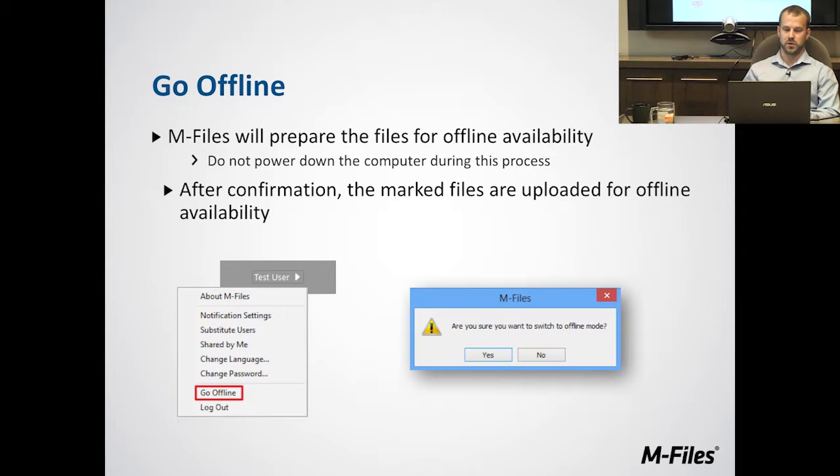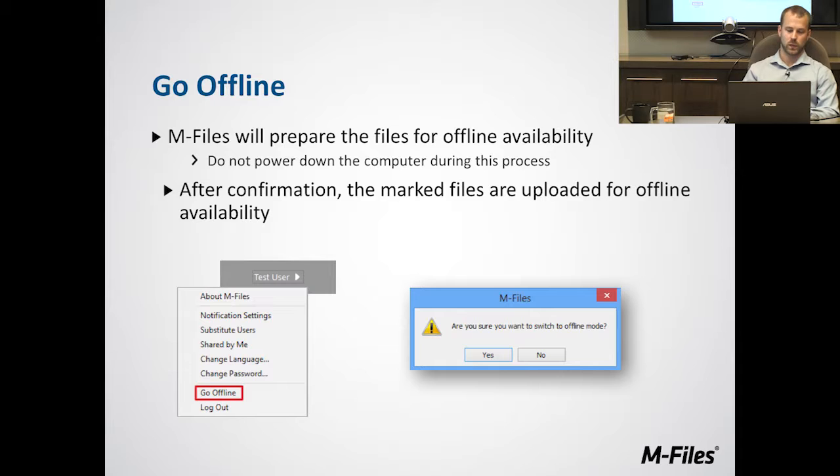Once you've marked all your files for offline, you actually have to go offline. So to do that, you go to your username at the top right corner of M-Files. You'll click that, and in that list there's a go offline. You would select that and say yes, you want to go offline. This will then take and download a local copy of all the files and views that you marked for offline.